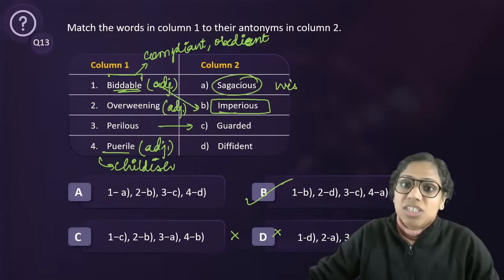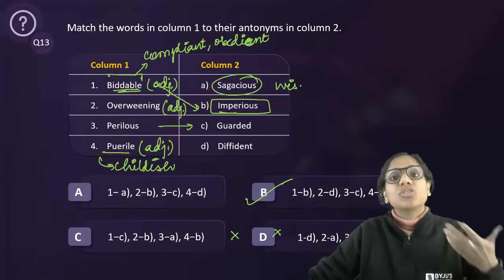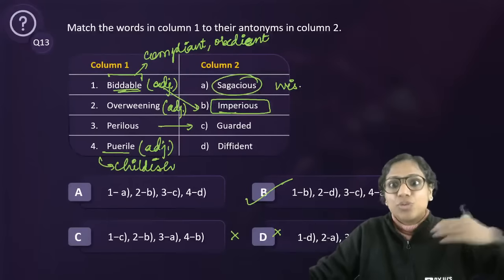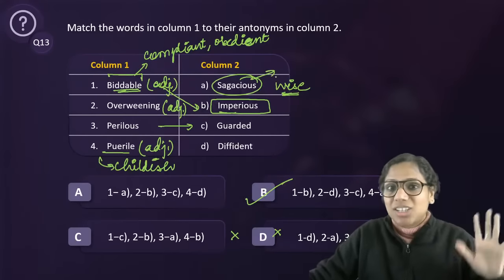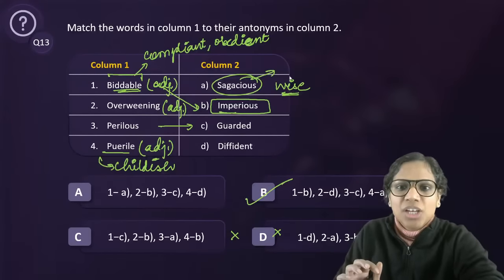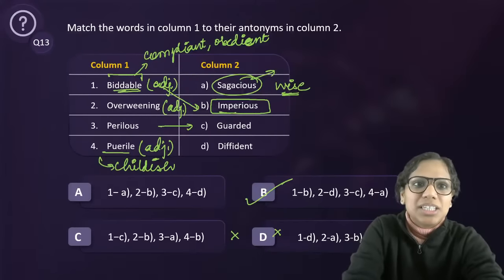Sagacious, wise. It refers to those people who are wise because of their age, because they have a lot of experience. Sagacious, right? We've discussed this in various sessions. A very commonly used word. So the answer here is B.